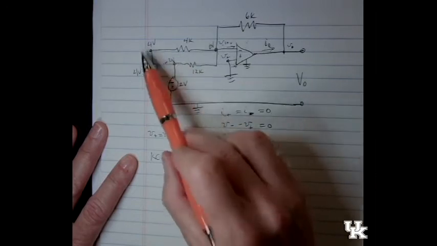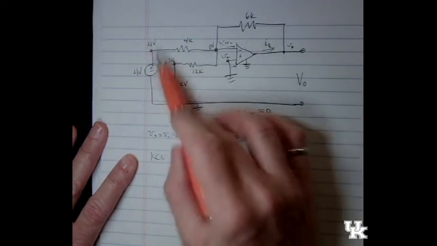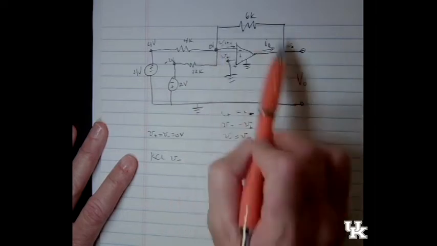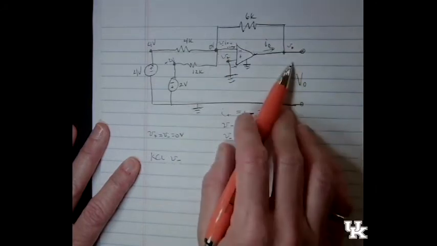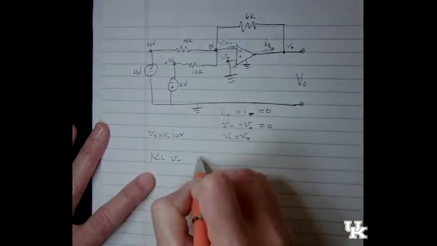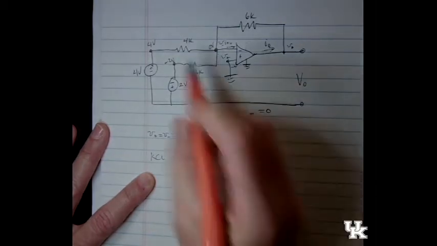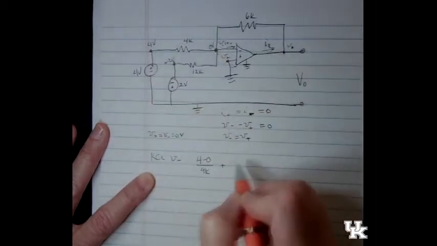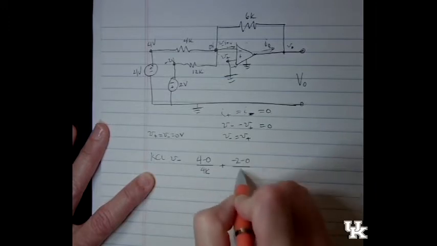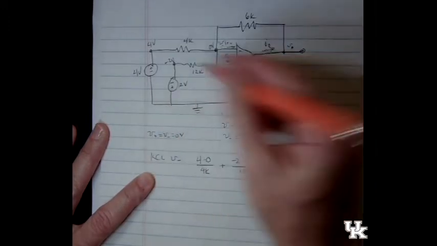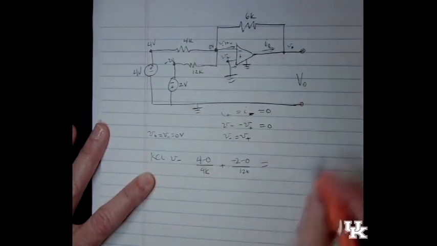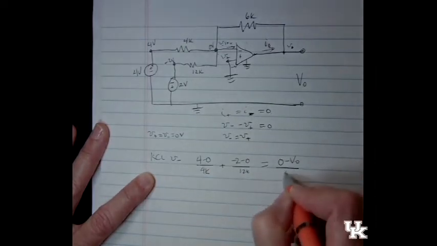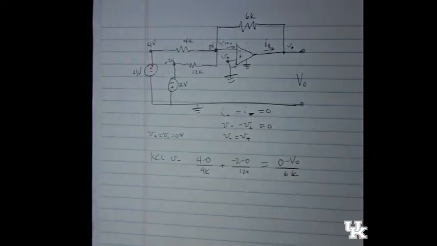So then I just do a node minus another node over the resistor values to write KCL. So let's say these two are entering, and that's going to equal the one that's leaving. So I would have 4 minus 0 over 4K entering here, and then minus 2 minus 0 over 12K entering from here. It's probably going to go the other way, but that's OK. And then leaving is 0 minus V out over 6K. Those are my 3 currents. The fourth current we know is 0.